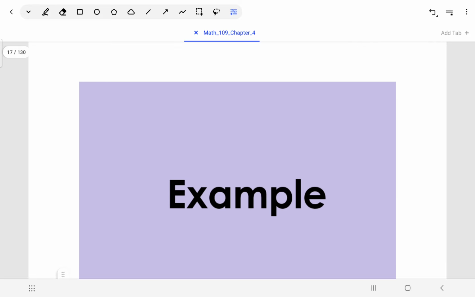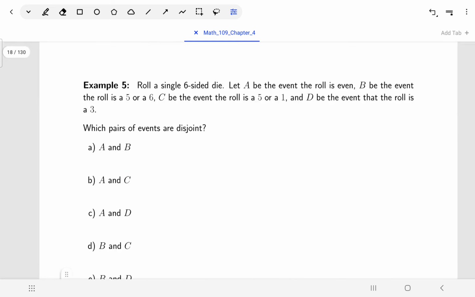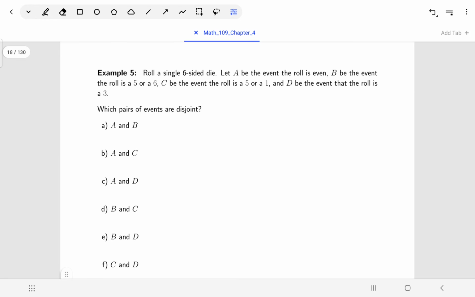So let's do an example. I've got myself a 6-sided die that I'm rolling, and I've got 4 events. A is that we're rolling an even number. B, we're rolling a 5 or a 6. C, we're rolling a 5 or a 1. D, we're rolling a 3. Maybe I should just list all these things. I think that might be nice.